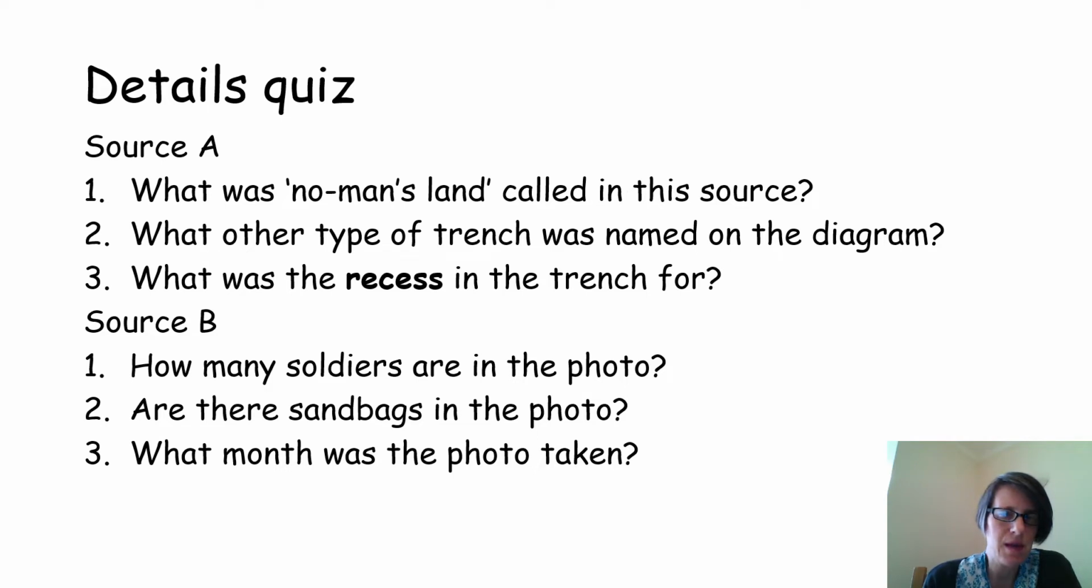And then in source B, did you count up how many soldiers are in the photograph? Did you check and see whether there were any sandbags in the photo? And can you remember what month the photograph was taken? If you can't, have a check back. You don't need to write these down. This is just to make sure that you're really looking in detail when you're looking at sources.